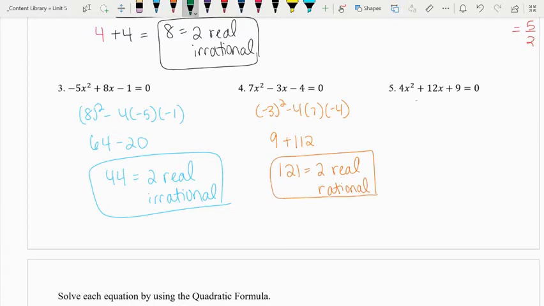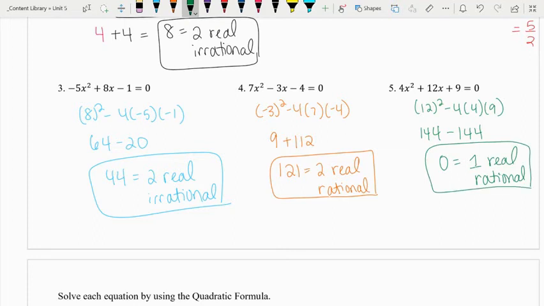And our last one, 12 squared minus 4 times 4 times 9, which gives you 144 minus 144, which is 0, which gives you 1 real rational.